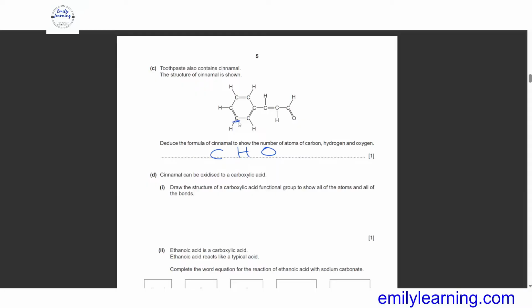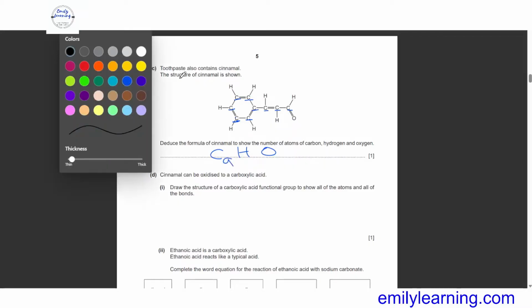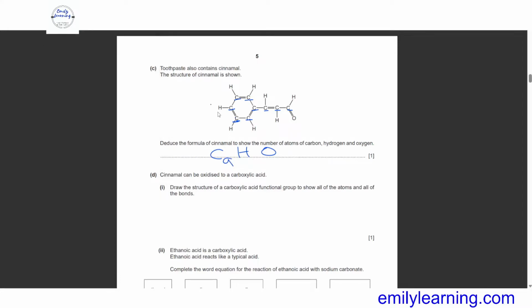Let me start from here. So it's 1, 2, 3, 4, 5, 6, 7, 8, 9. So 9 carbon. Okay, let me change the color and let's count the number of hydrogen. 1, 2, 3, 4, 5, 6, 7, 8. So 8 hydrogen atoms. Finally, the number of oxygen atoms is only 1. So the molecular formula of this is C9H8O.